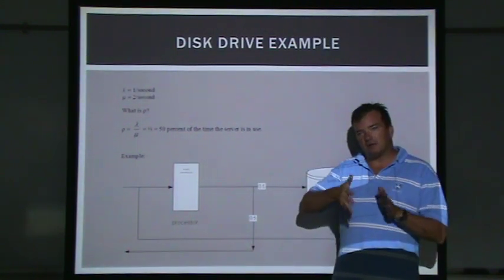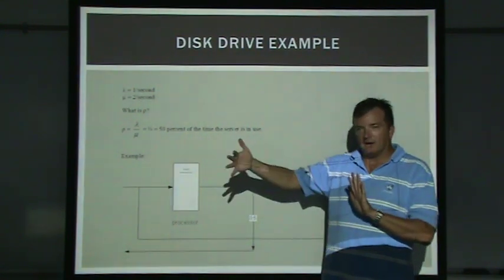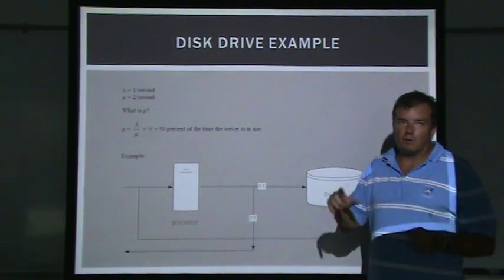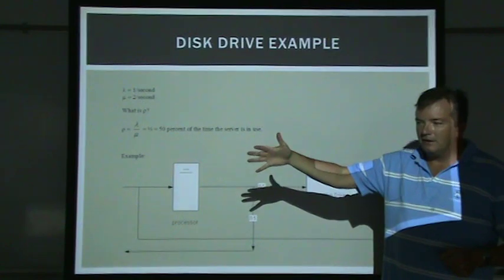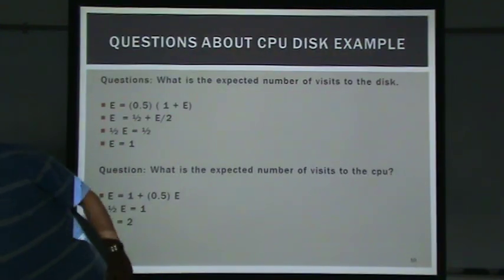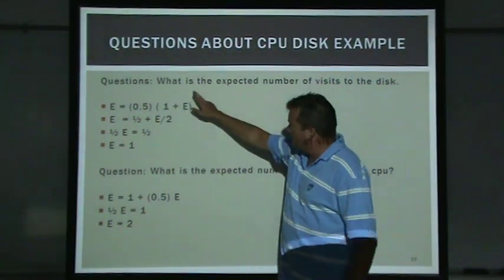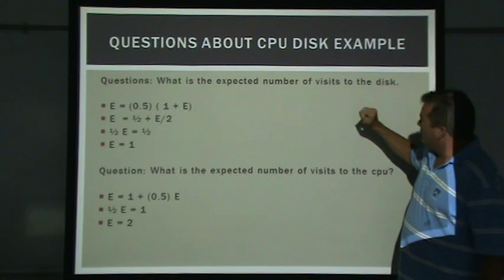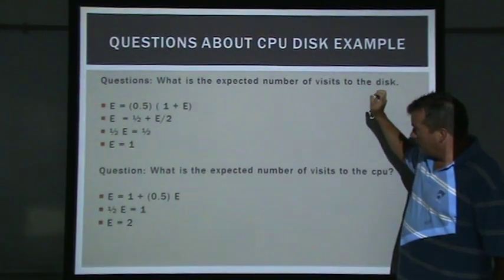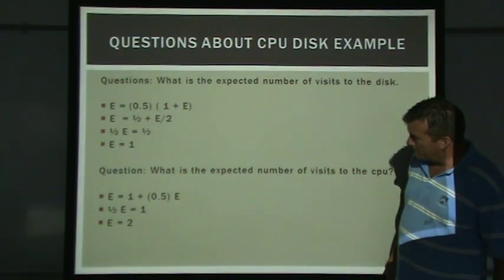So you could add up that series: 1 plus a half plus a quarter plus an eighth plus a sixteenth. What does that whole thing add up to? That's one way you could do it with an infinite series, and that would add up to 2. But another way of thinking about it is to use expected values. So the question is, what is the expected number of visits to the disk drive? And what is the expected number of visits to the CPU?